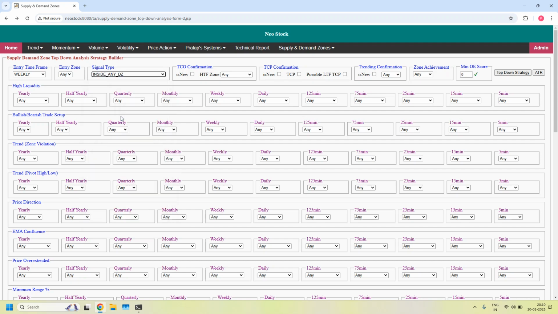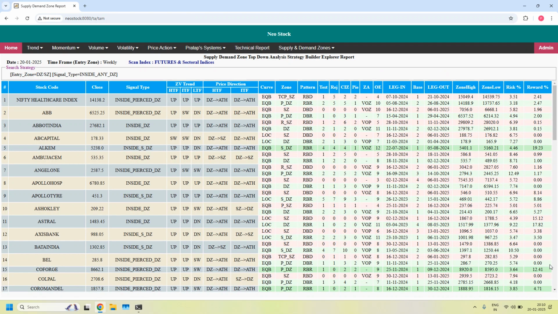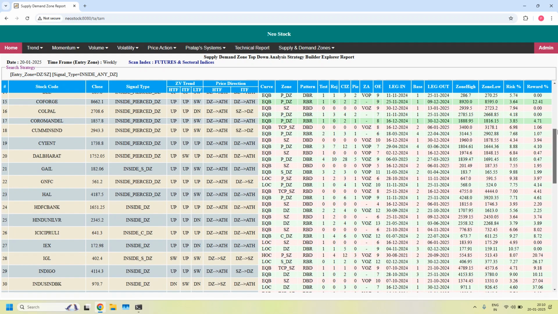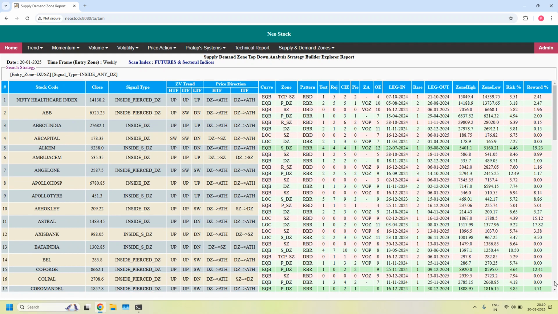Price closed inside the weekly demand zone. Total how many? We got 65 stocks. For reference purposes, let me scroll the list down.